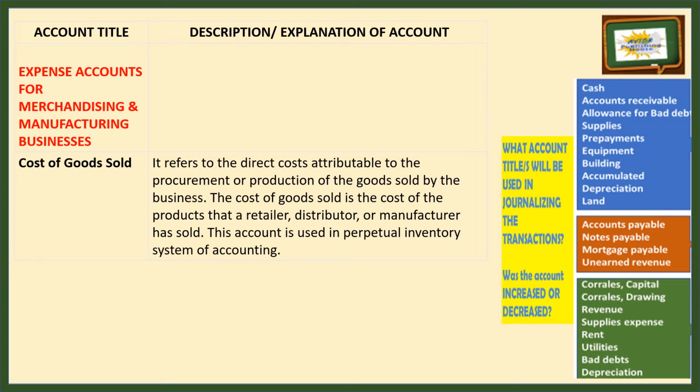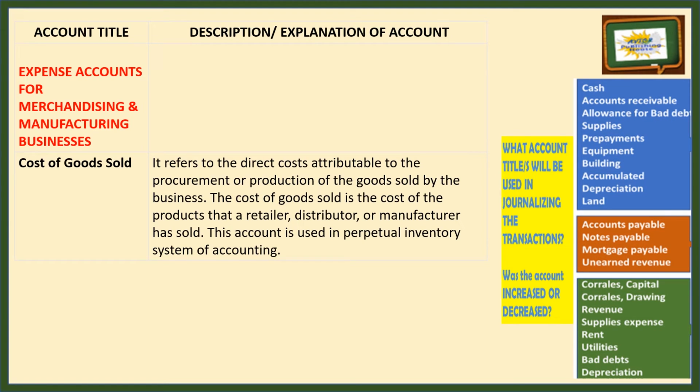So you take note, the purchases account is said to be for the periodic system. The cost of goods sold account is for the perpetual inventory system. What is periodic and what is perpetual? When you talk about the periodic system, the company or the business conducts annual inventory or annual counting of the goods.